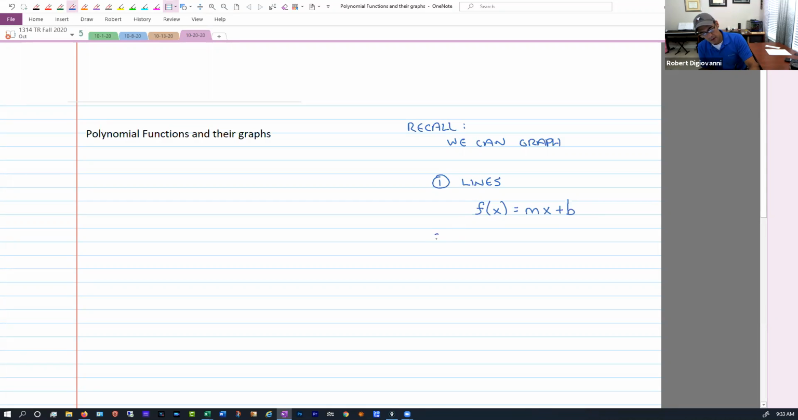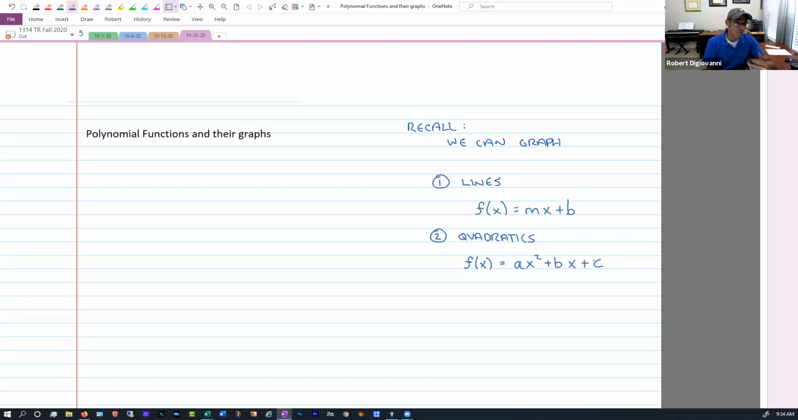The second thing that we know how to graph are quadratics or parabolas, and that's what we spent the last week or so on. That's anything that looks like this, ax squared plus bx plus c. And we know that there's a whole set of steps on how to graph those. So right now, those are the only two things we know how to graph.